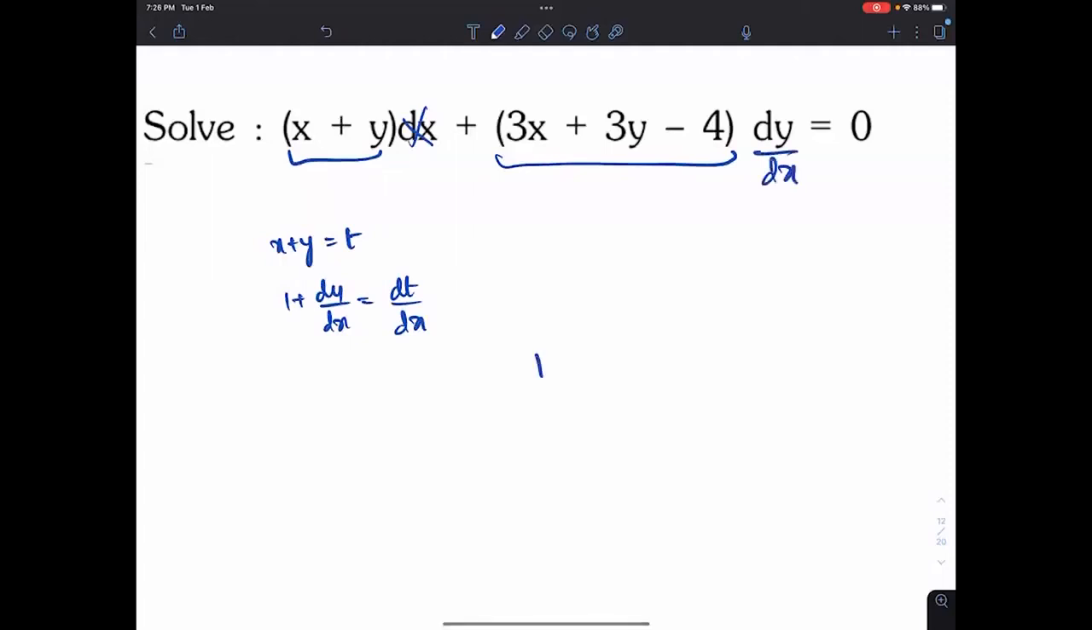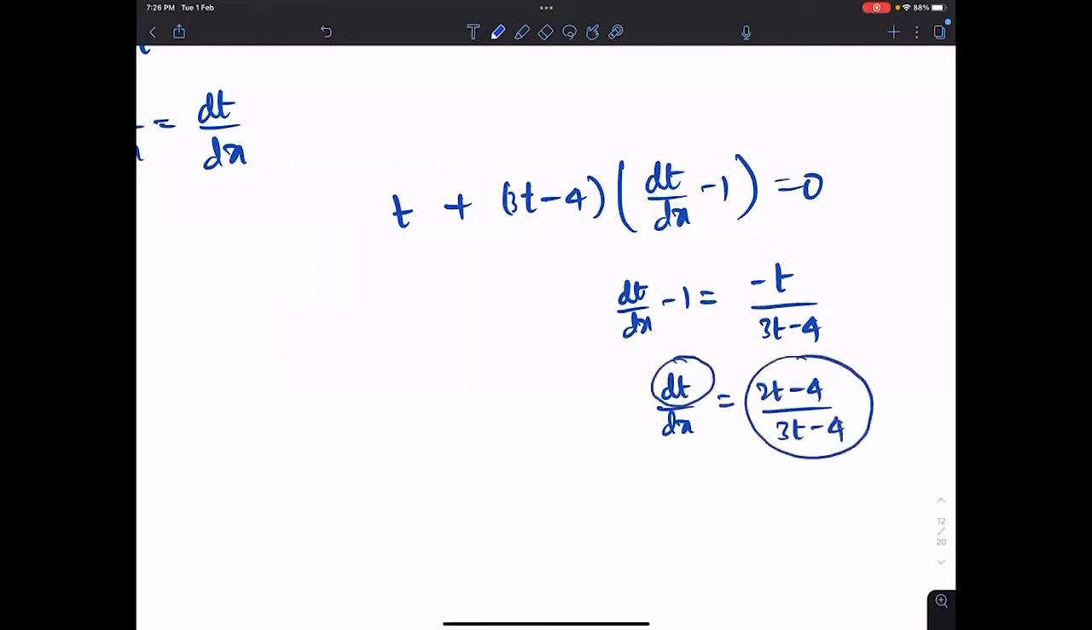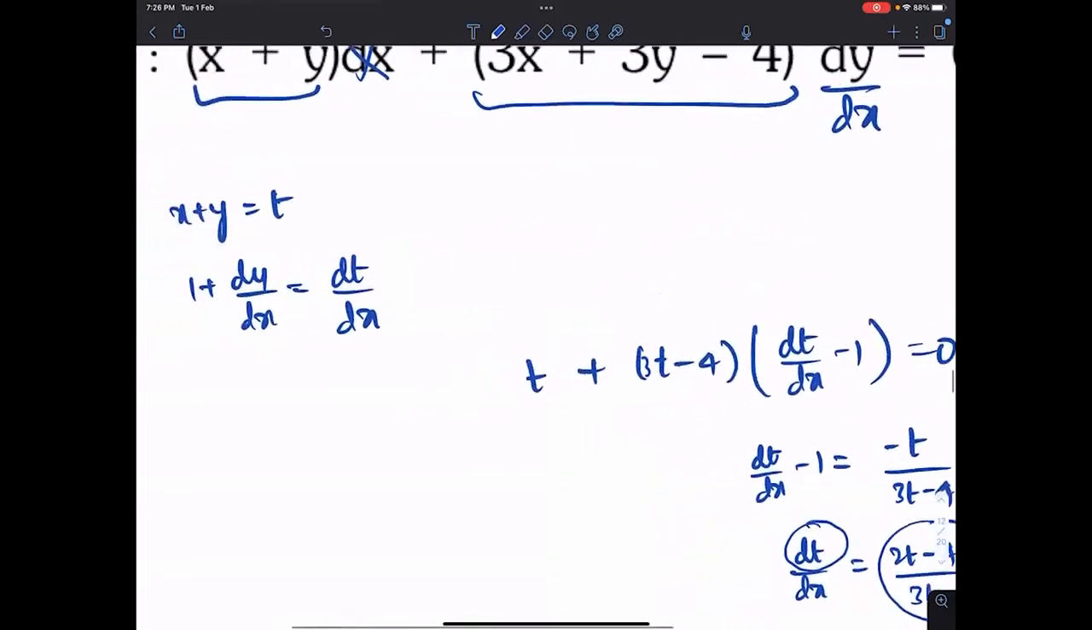So let us write x plus y is what here? t. And what is this one? 3t minus 4. And what is dy by dx? dt by dx minus 1. Now just rearrange the terms. You will get dt by dx minus 1 is equal to minus t by 3t minus 4. If you send that to the right side, dt by dx will be equal to 2t minus 4 by 3t minus 4. Now this is variable separables only. All t terms one side you can bring and then integrate. Okay. That is your second.